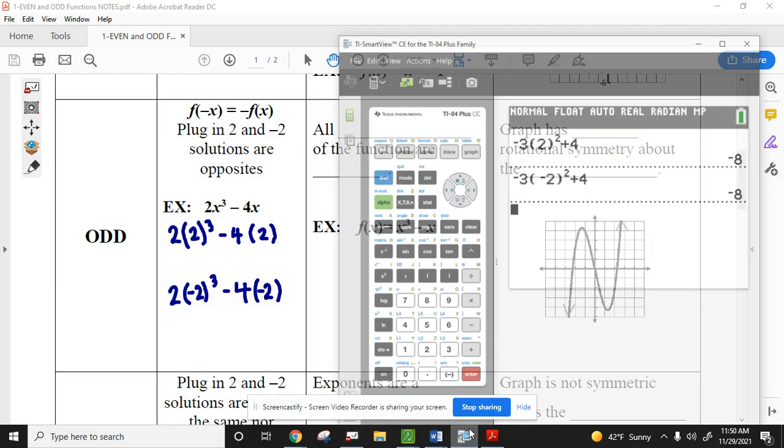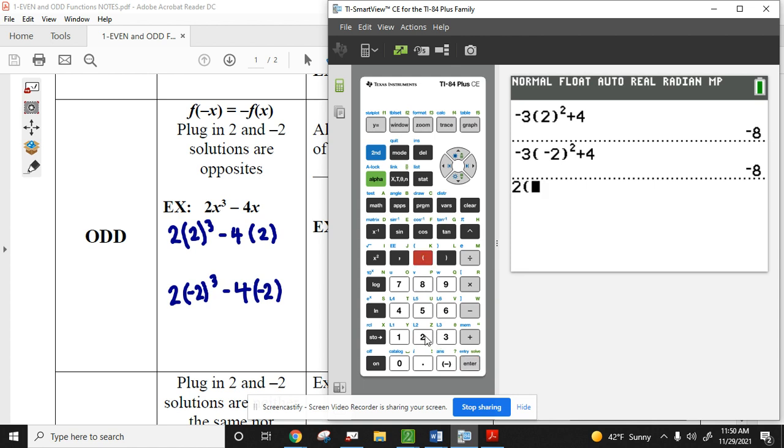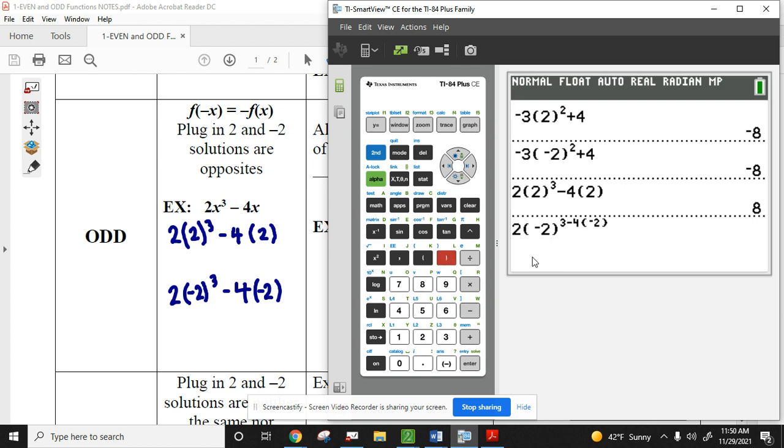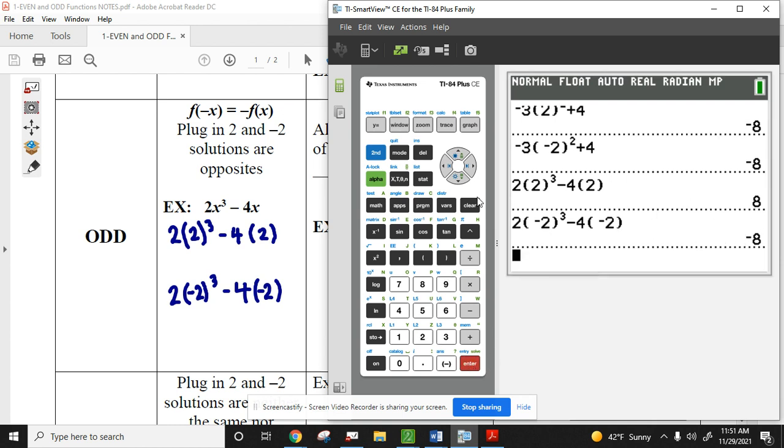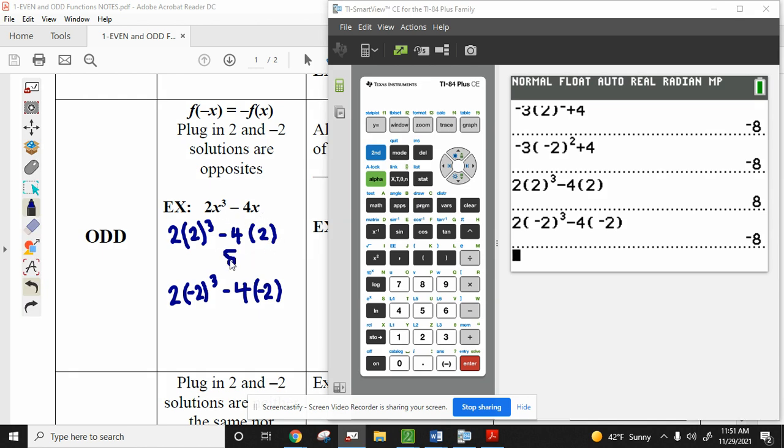Go back to your calculator. So 2 parentheses 2 to the third power minus 4 times 2 is 8. Then we're going to do this with negative 2. If these are odd functions, then we should get negative 8 here. So we get 8 and negative 8. So over here, we'll say this is 8, and this is negative 8. So that proves that these are odd.